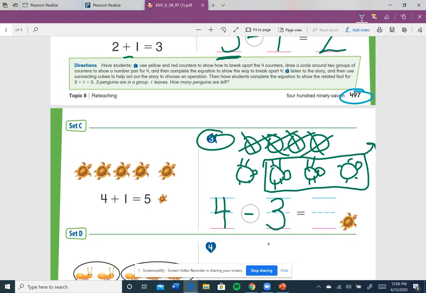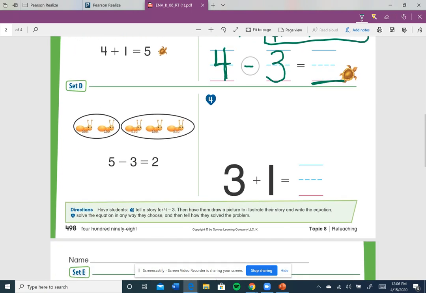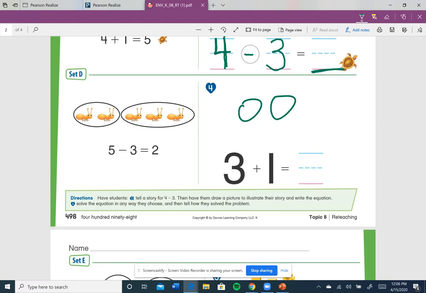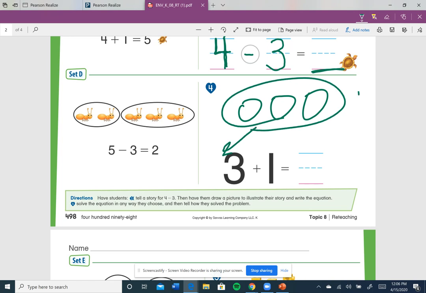Whatever you want to do, but you need to show me your picture of 4 minus 3. And then how much it equals. Remember, where minus means we're taking away. Now for number 4, you need to solve the equation any way you want. So you could draw counters, right? I have my 3 counters. And then 1 more comes and joins. How many do I have altogether?